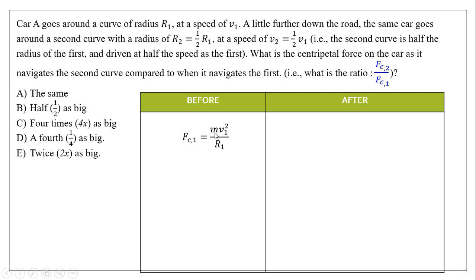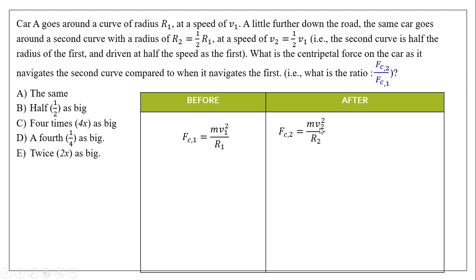The mass doesn't have a subscript because it's the same car. mV1 squared over R1. I don't know what that is. It doesn't really matter here because you're just doing a ratio problem. Here, F of c2, which is equal to mV2 squared over R2. So I'm just going to swap out what needs to get swapped out, okay?